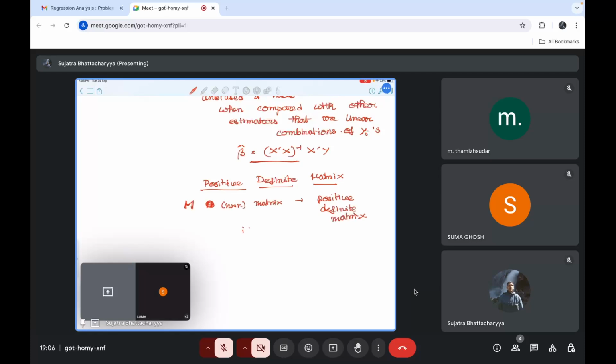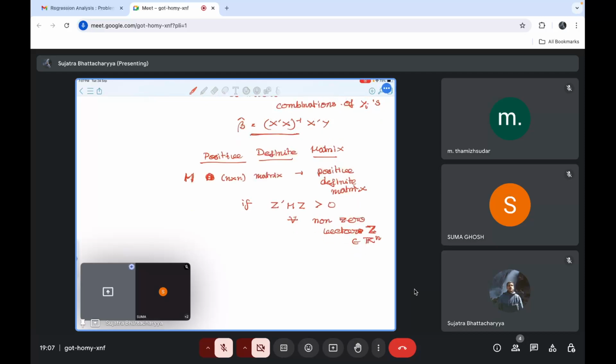if z prime M z is greater than 0 for all non-zero vectors z in R to the power n.